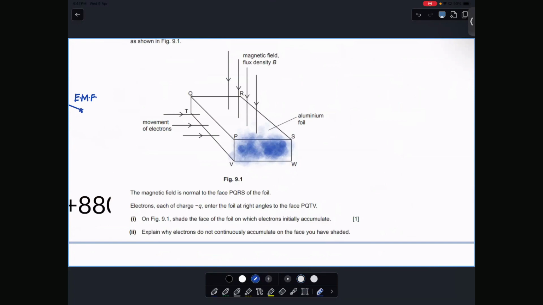Explain why electrons do not continuously accumulate on the face you have shaded. It's a very important question.